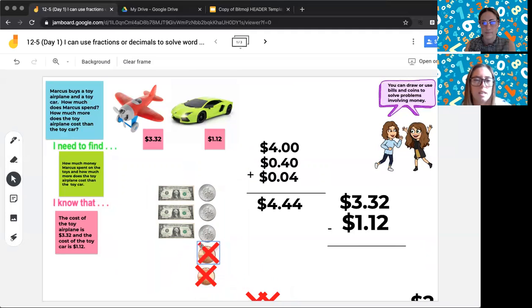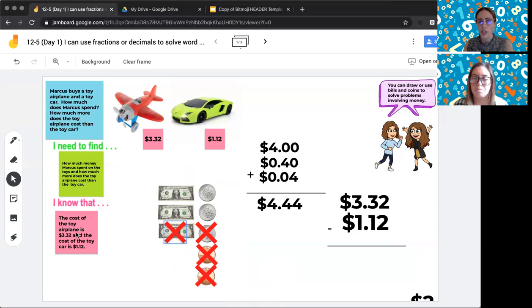So I have 0 pennies left. Then if I look in the tens place, I have 3 minus 1, which would be 3 dimes minus 1 dime. So cross out 1 dime. 2 dimes are left. And then when I look in the whole number, the ones place, I have $3 minus $1. So I need to take $1 away, leaving me with $2 left.